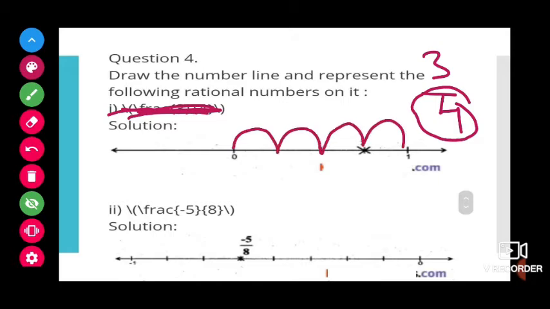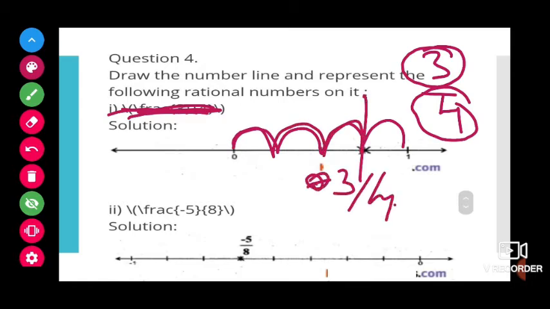1, 2, 3, 4. Now 3 is the numerator, so count 3: 1, 2, 3. So this is our plus 3 by 4.